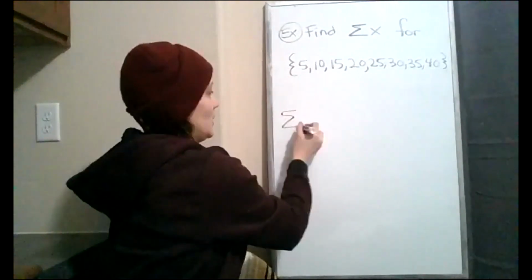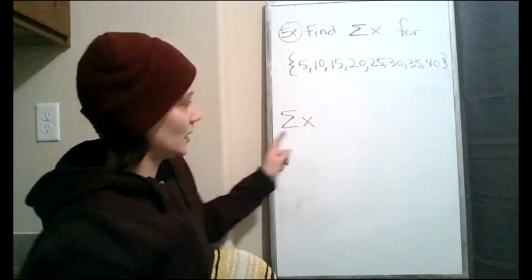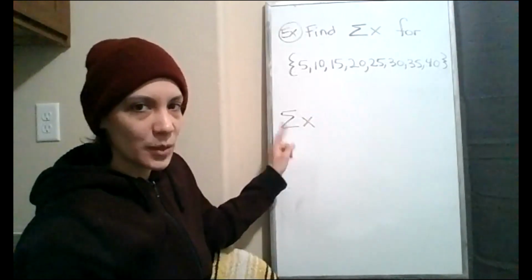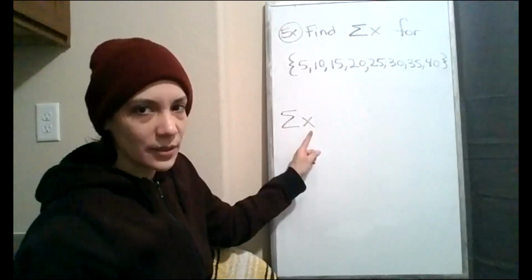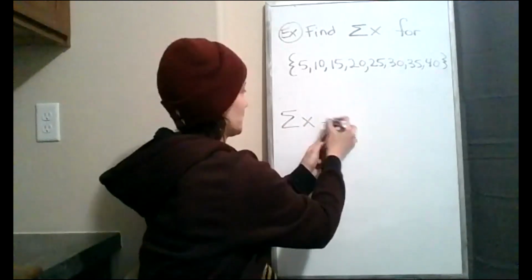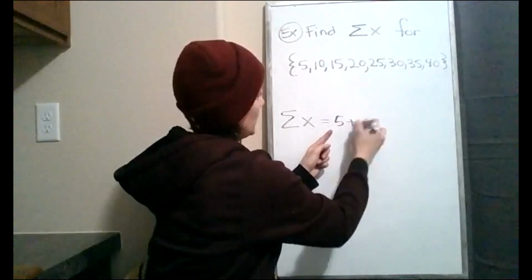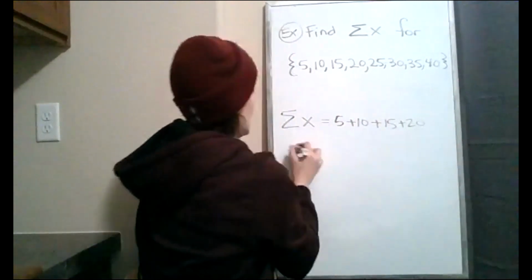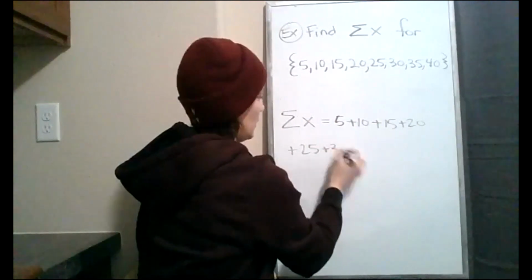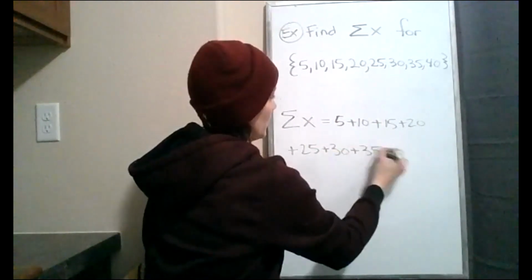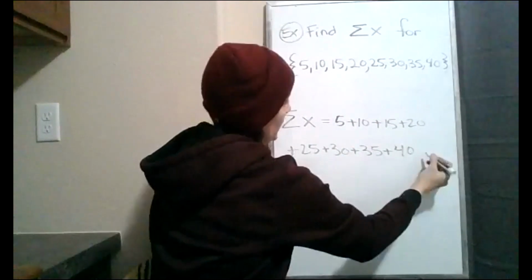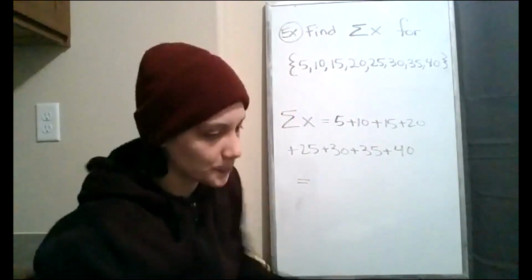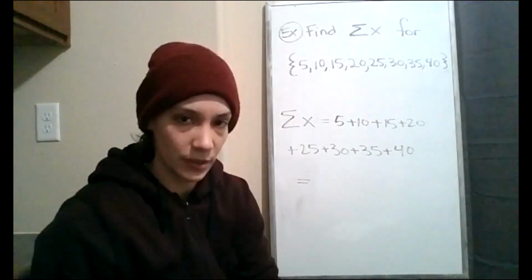Okay, the sum of x. Another style is to put a little tiny x here, which means for all x, but still sum all x values and get 5 plus 10 plus 15 and 20, 30, 35, 40. That's the end. And my answer was 200 total.